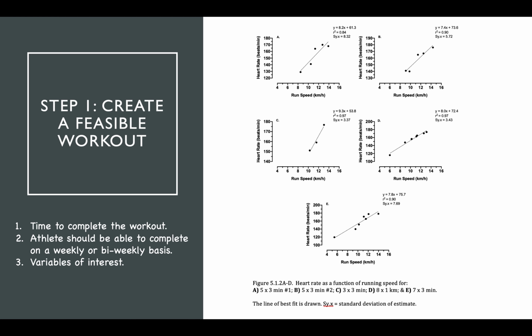So what we were left with was graph E, and that was the 7 times 3 minutes of increasing effort level, and that workout took only 38 minutes to complete, but it was a nice workout and something that athletes could do on a consistent basis. And the relationship between running speed and heart rate was pretty good. So ultimately we decided on that one.